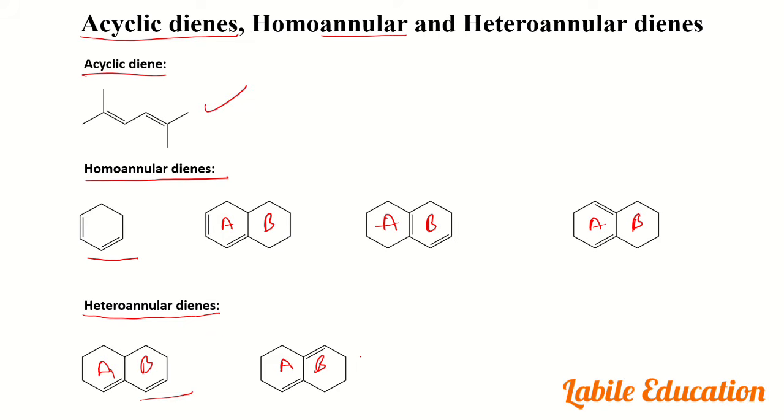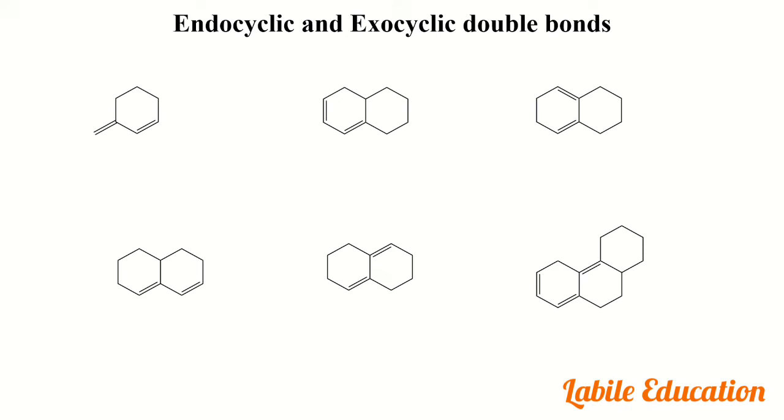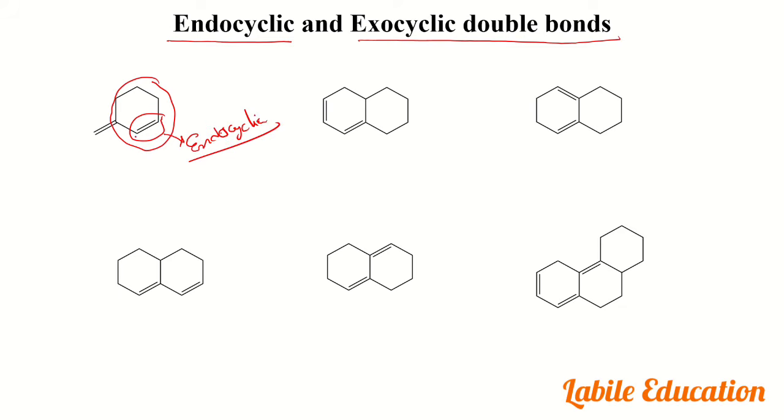So this is also the heteroannular diene. So we have to identify them. Next thing is the endocyclic double bond or the exocyclic double bond. Here you can see this is the cycle, and in the cycle this double bond is endocyclic. Endocyclic means both the doubly bonded carbons are part of the ring.